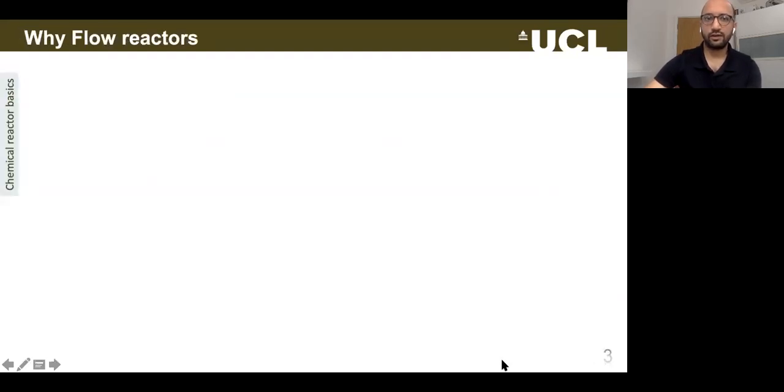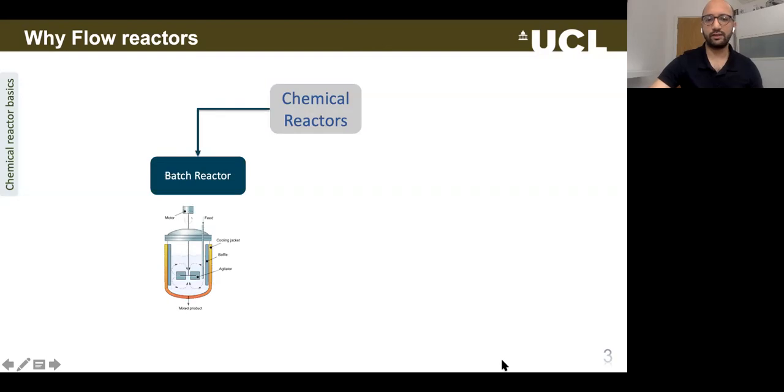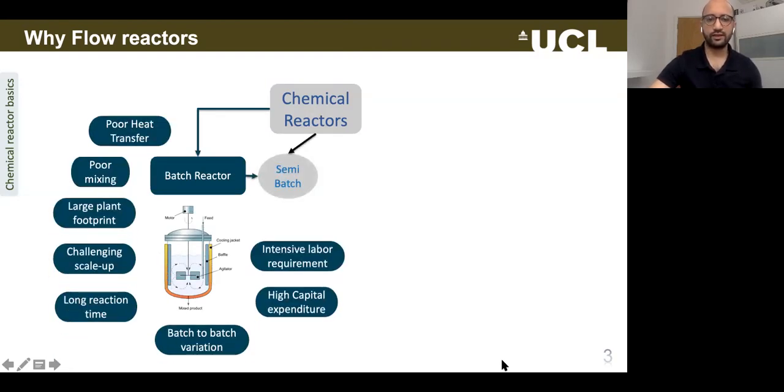So why flow reactors? First, there are two types of chemical reactors. One is the batch reactor and one is the flow reactor. The batch reactor is basically a reactor where we put all the reactants in and we let the reactor run for some time, let the reaction happen and take all the products out. So that is basically a batch reactor.